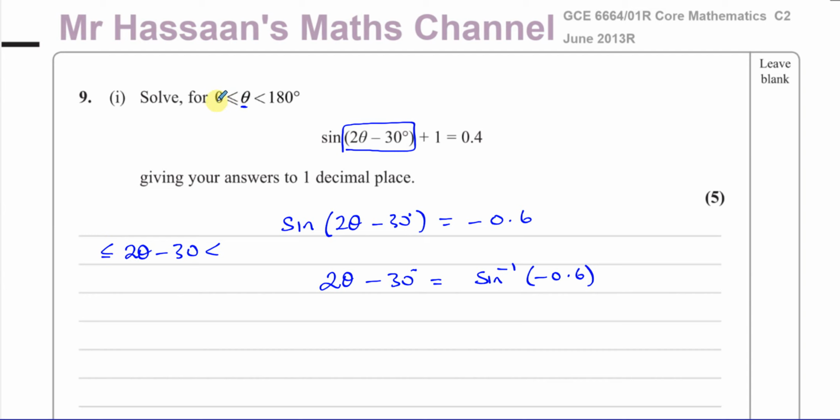So if I multiply 0 by 2, it stays at 0. Then I take away 30, which gives me negative 30 degrees. So I have to collect angles starting from negative 30 up to, and 180 multiplied by 2 is 360, 360 minus 30 is 330. So I can only collect angles within this range. Then in the end, I have to write my answer in terms of theta, and you'll see what I do at the end.